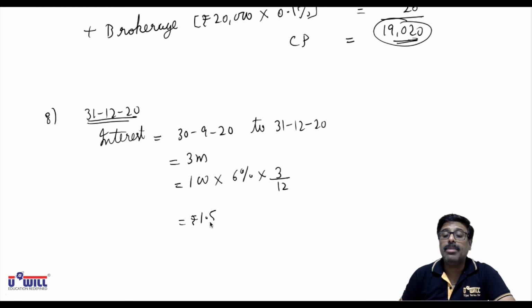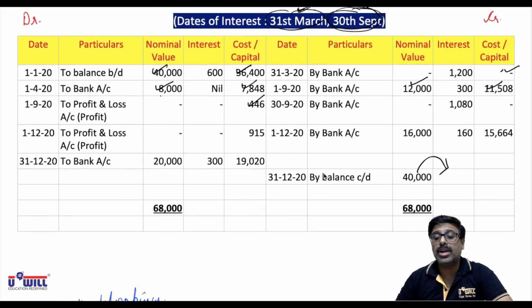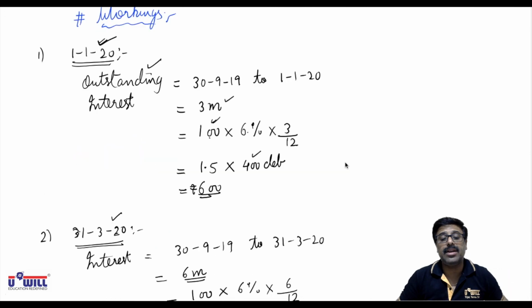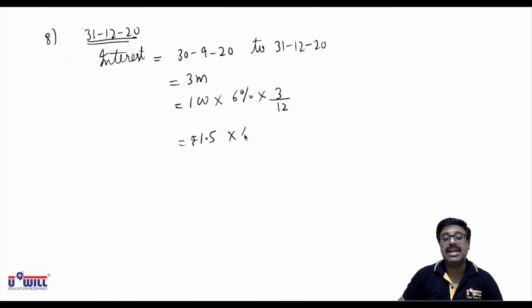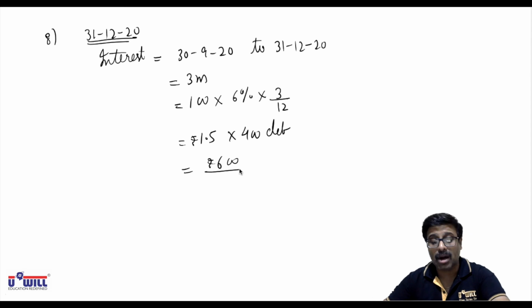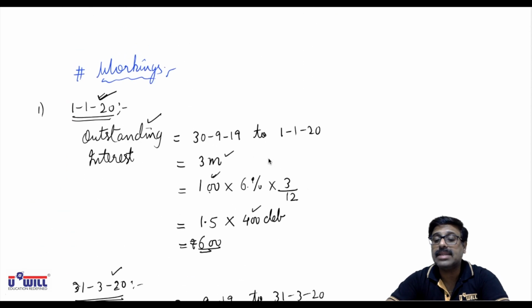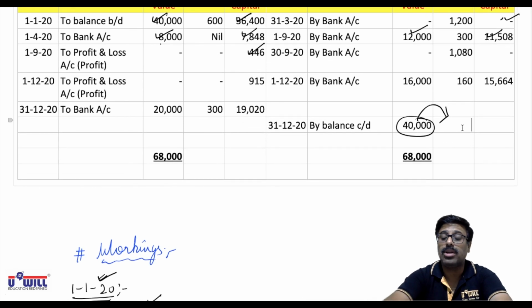And how many debentures are there? 40,000 divided by 100, 400 debentures are there at the end of the year with us. So how much interest is outstanding on those 400 debentures? 600. That 600 will come in interest column.